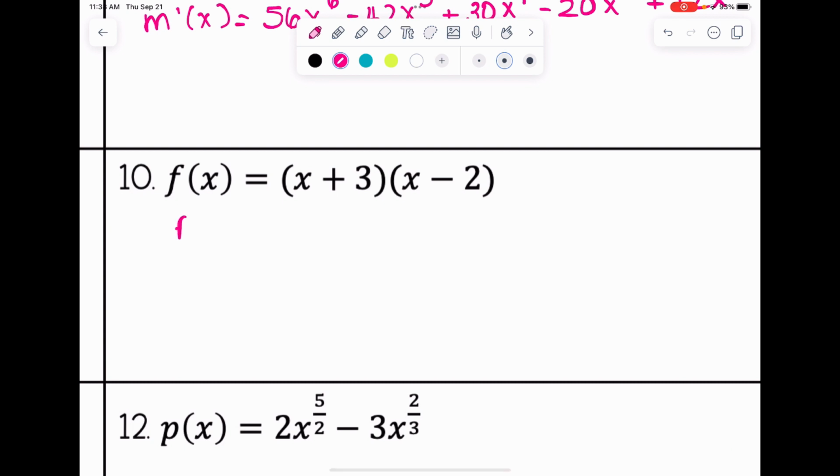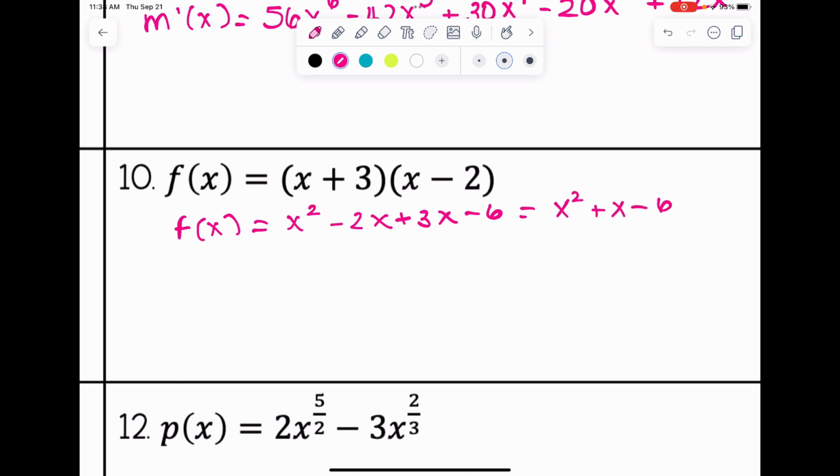Number 10, I have to rewrite this a little bit before I can apply the power rule. So I am going to multiply these two binomials together. Actually, this is really just f of x. Did not take a derivative yet. So I have x squared plus x minus 6 when I multiply those out. And now I'm going to take the derivative. So now I'll add my derivative notation. So this gives me 2x plus 1.